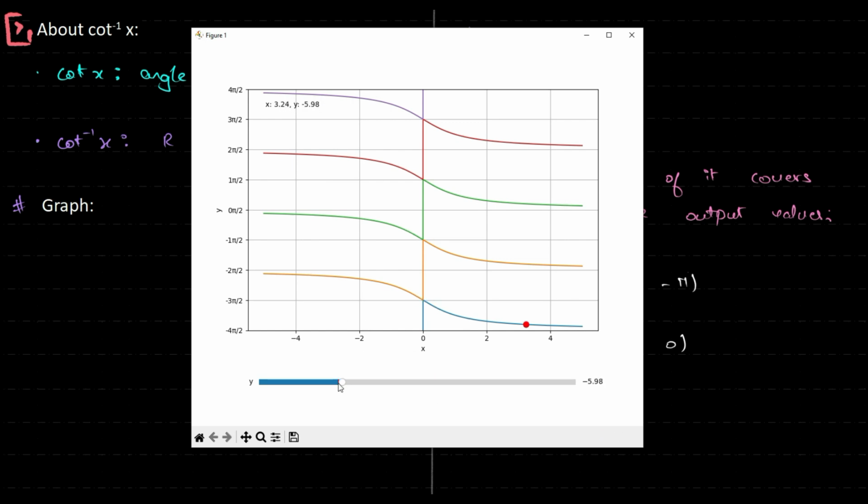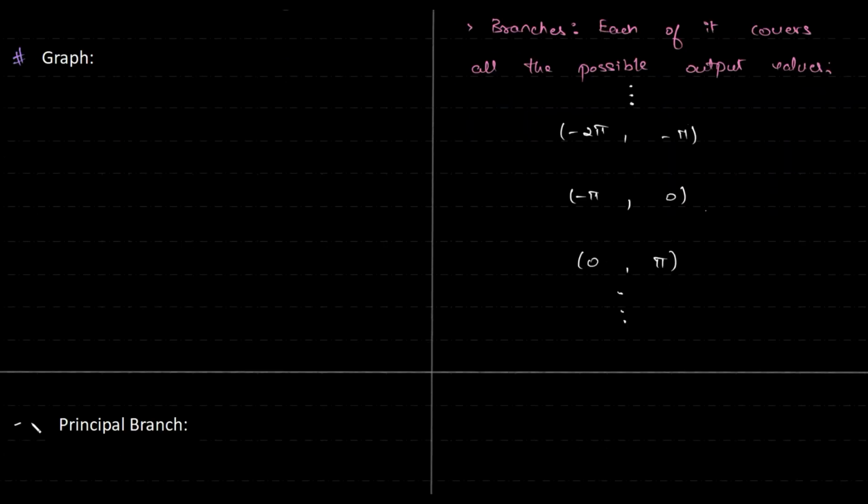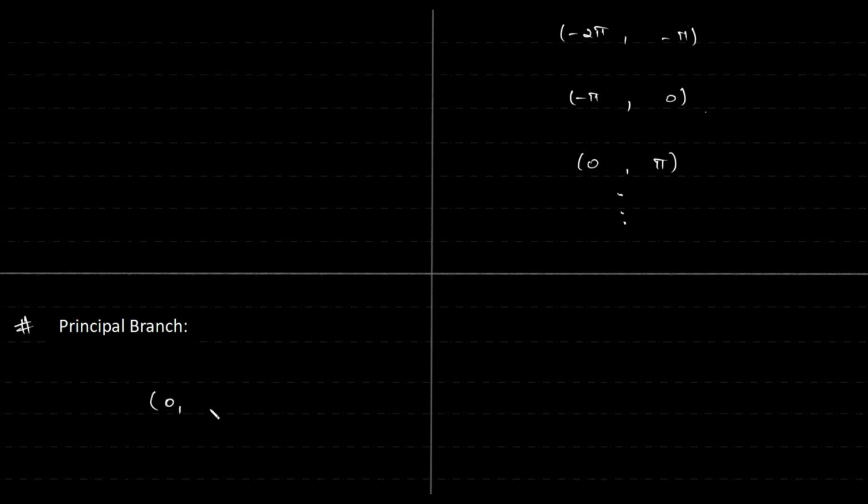Let me do it from here. So this is minus 2 pi to minus pi. Again, this is the same line, minus pi to 0, right? And we have 0 till pi, and so on and so forth. So which is your principal value? Sorry, not principal value, principal branch. Yes, it is 0 to pi.